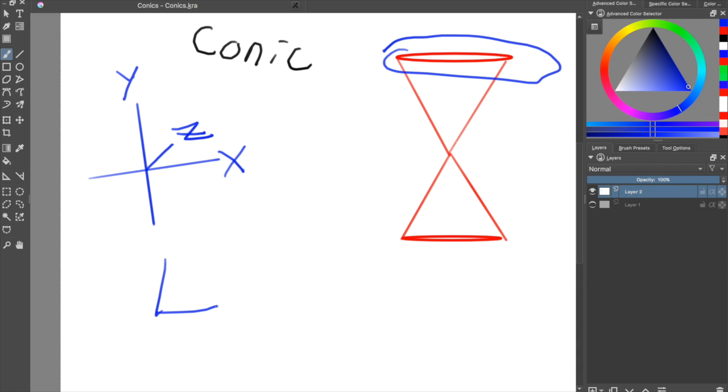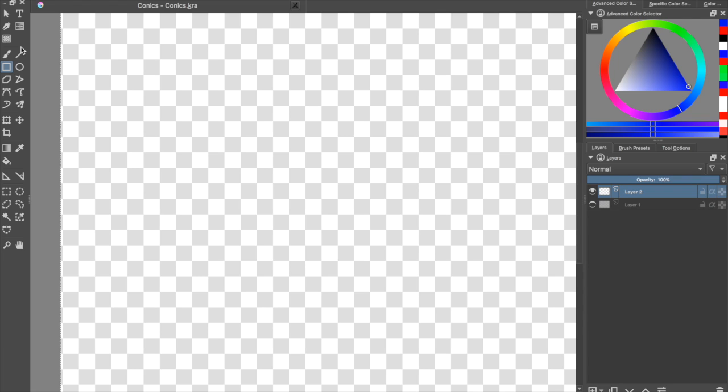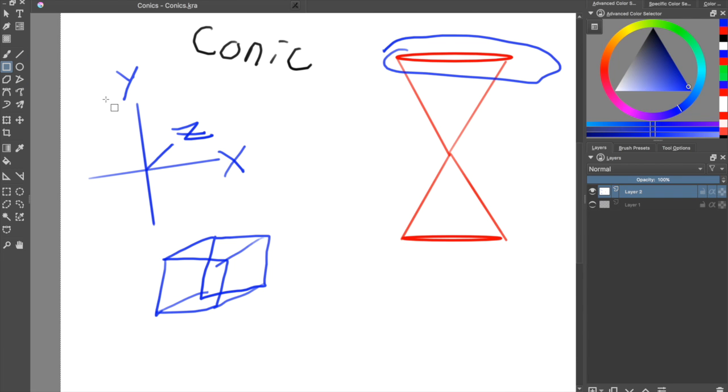So an easy way to visualize this is you have a square, and with this, I'm not a great artist, but you kind of get the idea. You have kind of a 3D square. Of course, we can erase. Well, doesn't matter, you get the point. Well, so, conic.